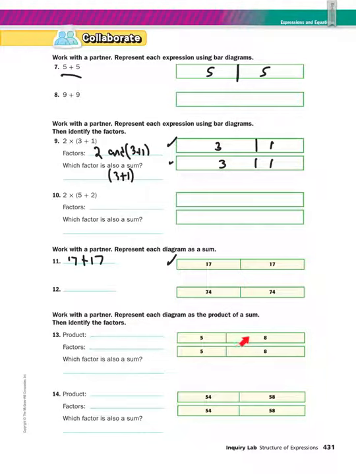So you see how there's a 5 plus 8, and there's another 5 plus 8. So that means there are two groups of 5 plus 8 in parentheses. My factors are the 2 and the 5 plus 8. Which factor is also a sum? Well, the 5 plus 8 is also a sum.